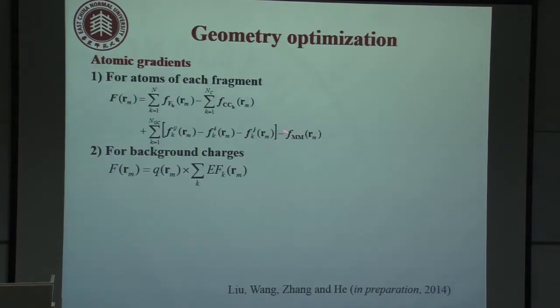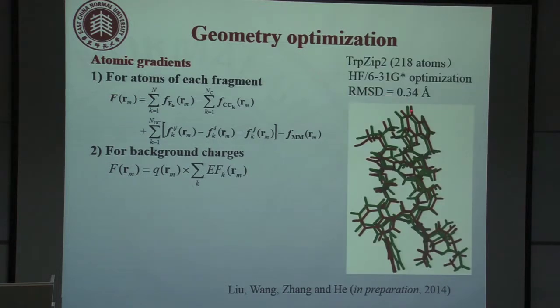Once we get the energy expression, we can get the atomic gradient, as we see here. And also, we can take the derivative for these background charges. What we do is use the electric field on the atomic charge times the atomic charge, so we can get a pretty good atomic gradient. Then we optimize this beta hairpin system, which has over 200 atoms, and the RMSD is 0.34 with respect to the X-ray structure.